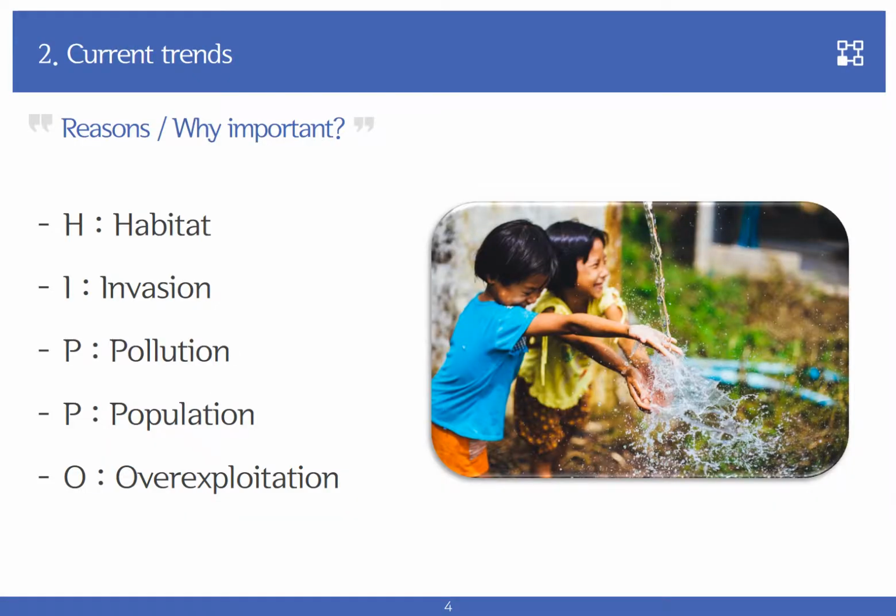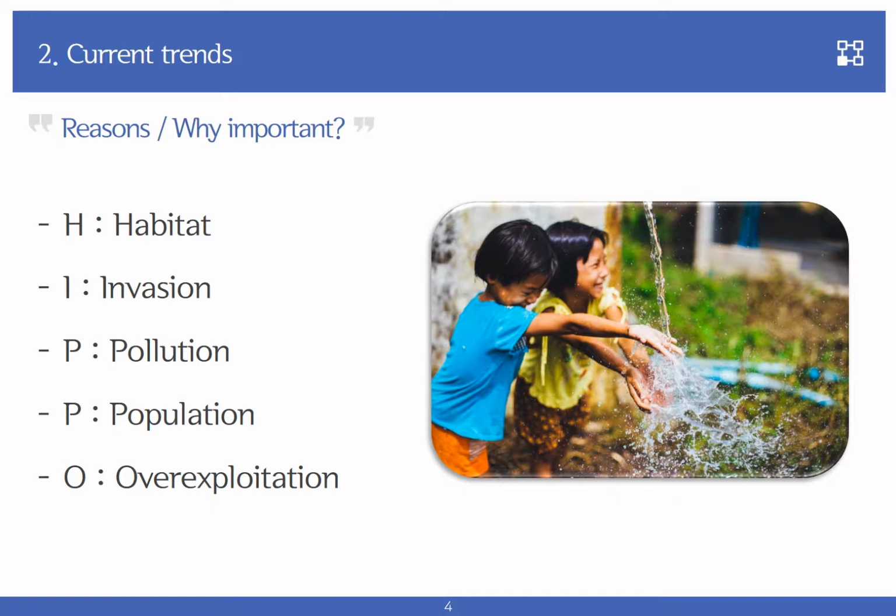Then, what are the reasons for loss in biodiversity? Edward Wilson, who created the term biodiversity, a biologist in the USA, said that HIPPO can explain the reasons for it. H represents habitat. Urbanization destroys habitats. And I represents invasion. A species from elsewhere brought by humans threatens original species.